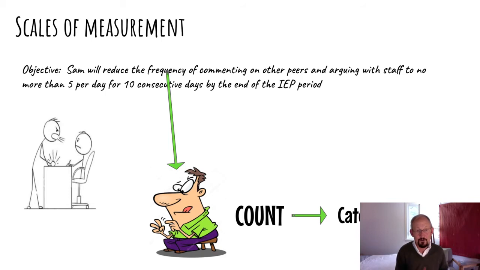a categorical scale. Right? So what we might want to do is say, okay, we'll have one category which is never commenting on other peers and arguing with staff in a given observation period. Rarely, defined as 1 to 3, some 5 to 7, and often 8 or more. So once it gets beyond 8, we're going to include that as an often category, and we're done because we simply don't have time to do more than that.